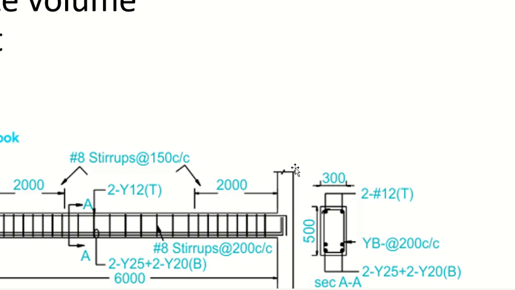So he is saying we can divide it according to the size. One is 25. There's 20 as well, right? So there's 25, there's 20, and there's 12. Now B means it's like an extra bar at the bottom. T means it's the tension bar which is at the top. So this is something which you will learn in design. But we are focusing on the quantities right now.